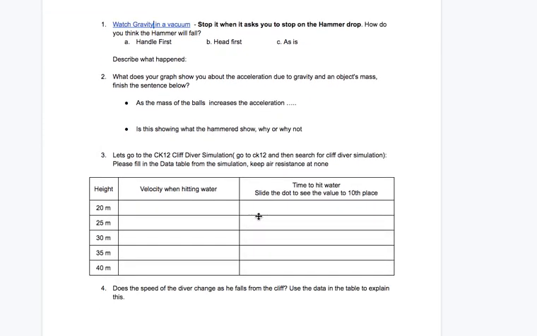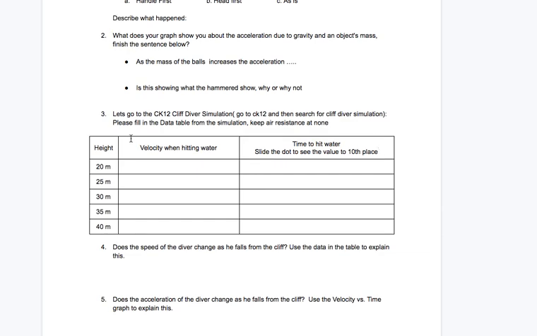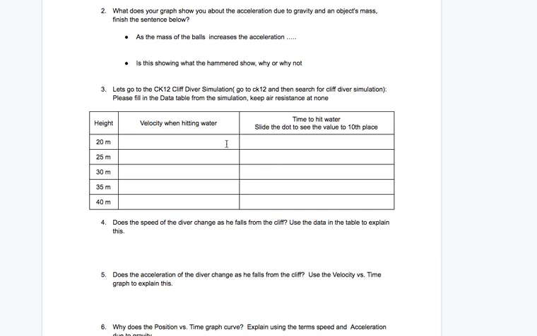And then I'm going to have you guys jump over to CK12. In CK12, I can't make a direct link because you have to go through the login and stuff. But if you type in just cliff diver simulation, you'll be able to find this, okay? And then you're going to fill in another data table from this simulation. You'll see keep air resistance at none and all that kind of stuff. You can set the diver to dive from different heights. Then you can see the velocity when he hits the water, and you can also see the time to hit the water. So that's on the side.